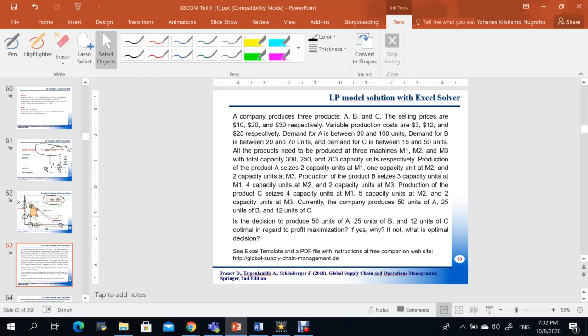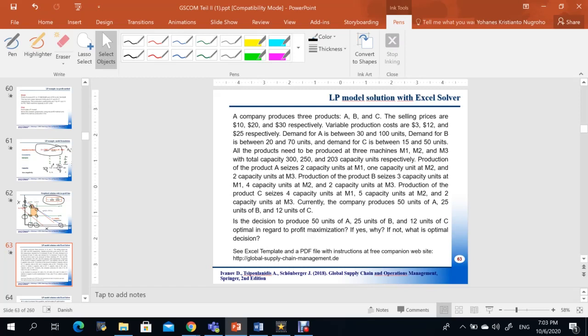Demand for A is between 30 and 100 units. Demand for B is between 20 and 70 units. And demand for C is between 15 and 50 units. All the products need to be produced at 3 machines M1, M2, and M3 with total capacity for each machine as follows: 300, 250, and 203 capacity units. Production of product A sees 2 capacity units at M1, 1 capacity unit at M2, machine number 2, and 2 capacity units at machine number 3.